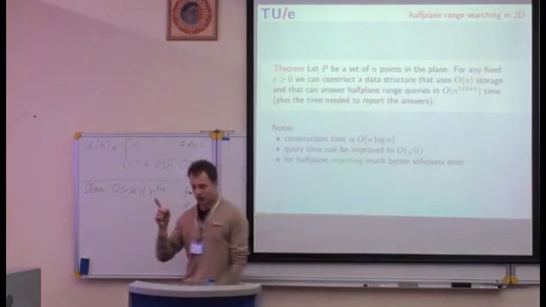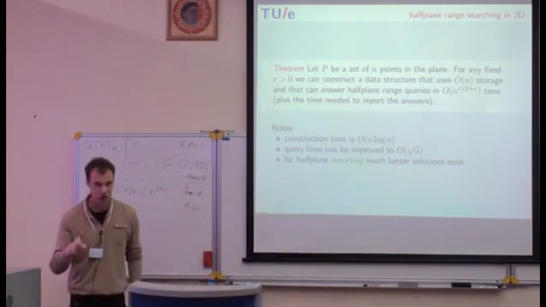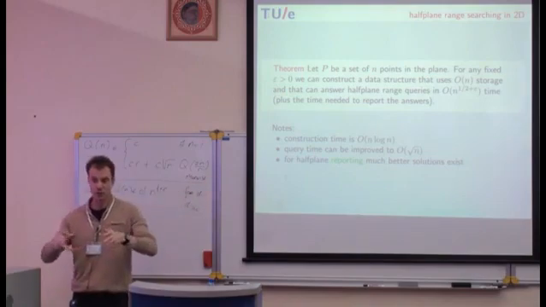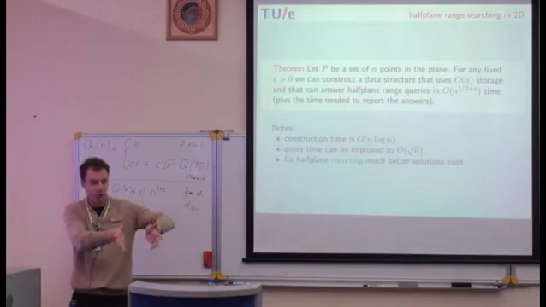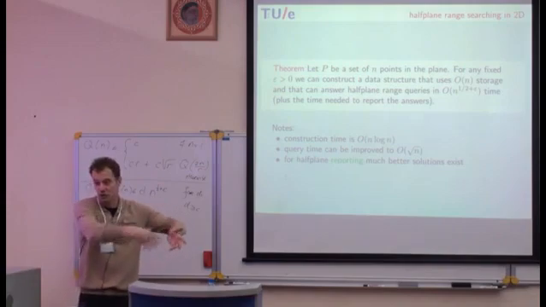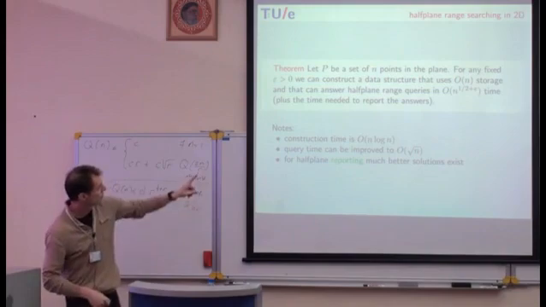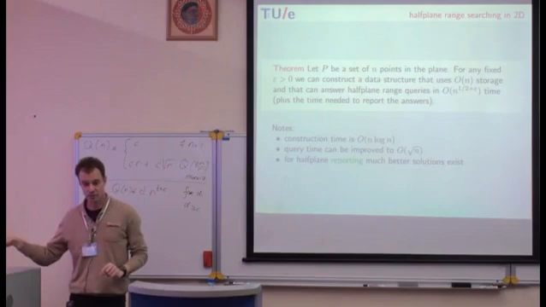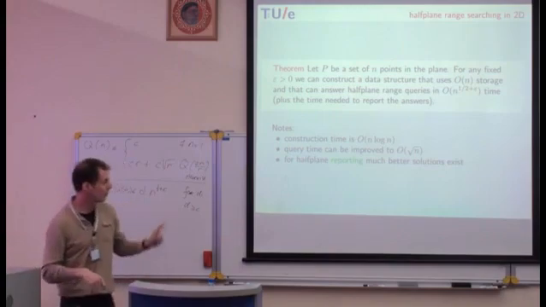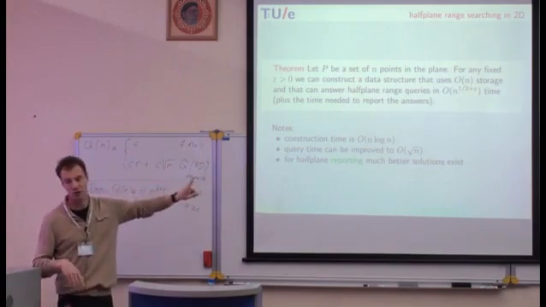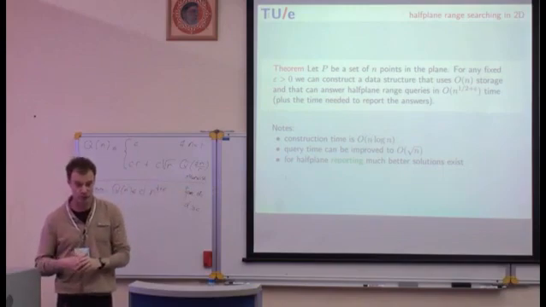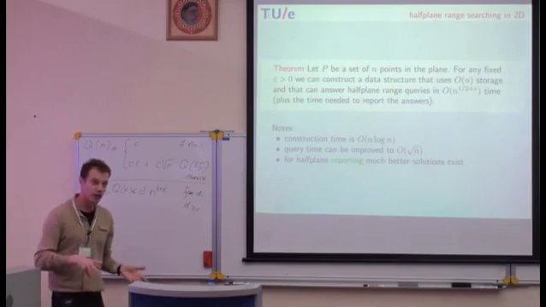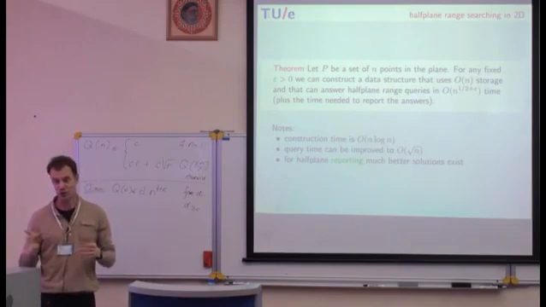If instead of counting you want to do reporting, here what you can say, well, use this structure, and whenever you have a subtree that is completely inside, just visit the subtree and report all the points. So reporting would be n to the 1/2 plus epsilon plus the number of points. But actually for reporting you can do much better than this. You can essentially get log n plus the number of points. But for most applications that solution is not very useful.